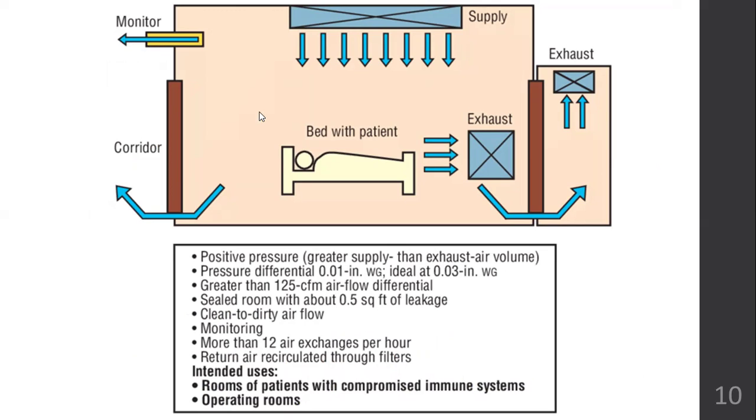This is a positive pressure isolation room. Here the air is pushed in. You can see the amount of air that enters the room is much higher as compared to the amount of air that is leaving the room. So here you focus on pushing the cleanest air towards the patient, especially where the patient is lying just under the exhaust system. Here you have the patient. So this is the positive pressure, opposite of negative pressure.